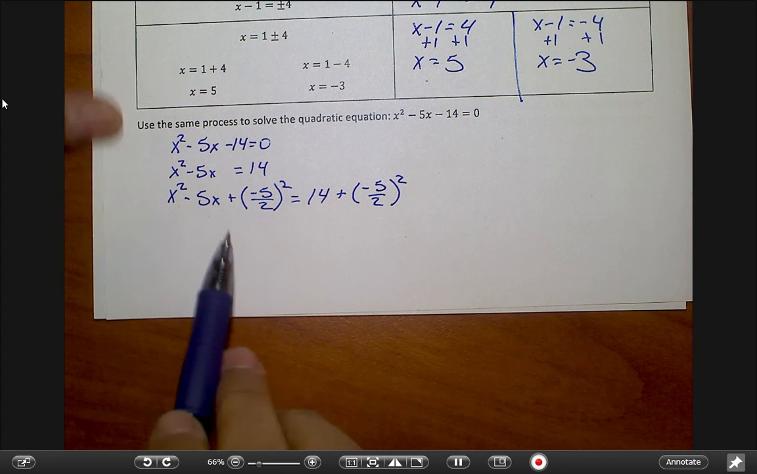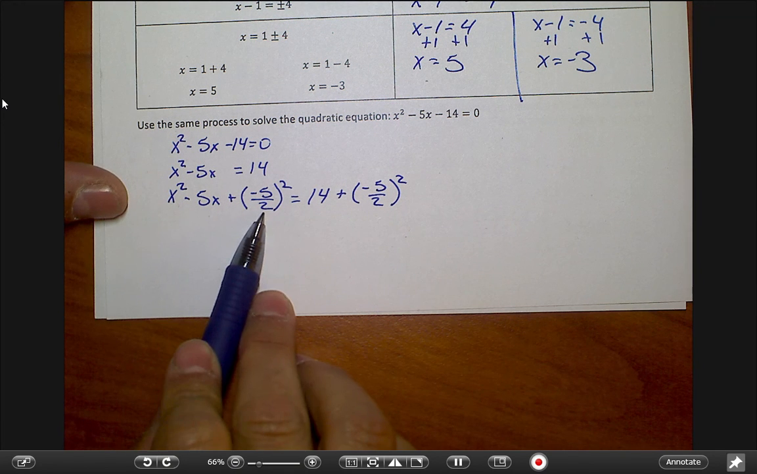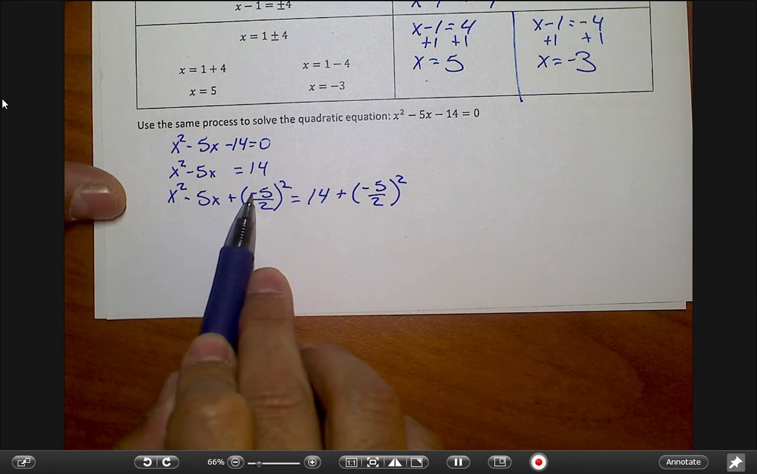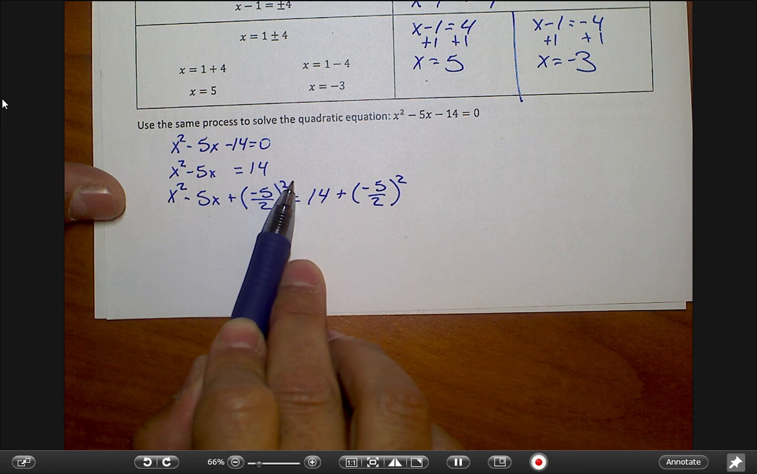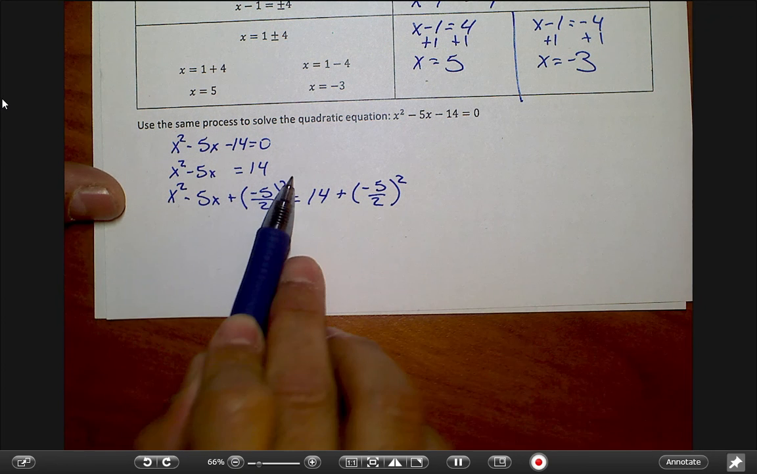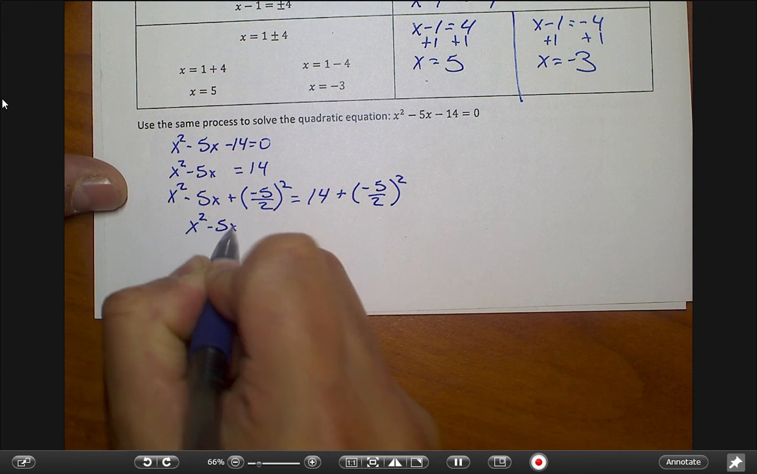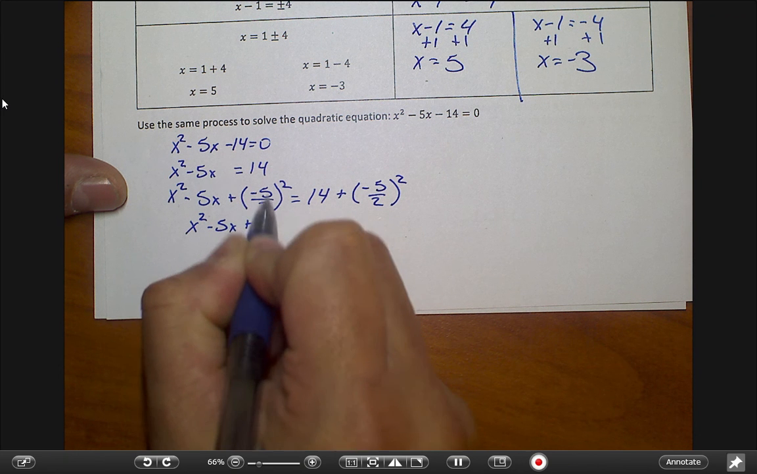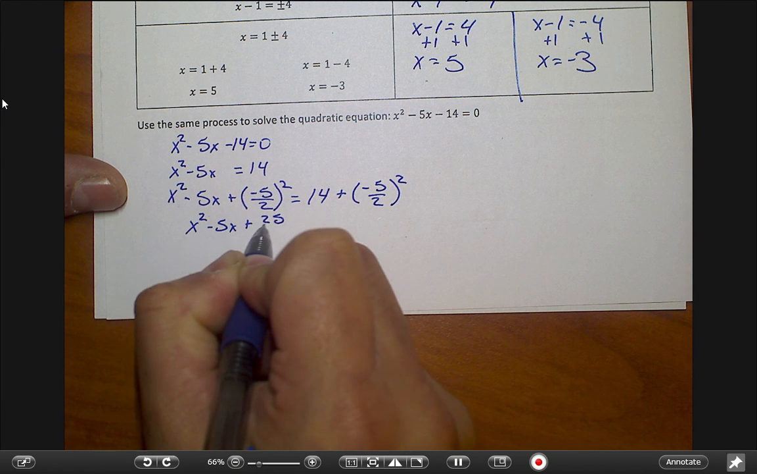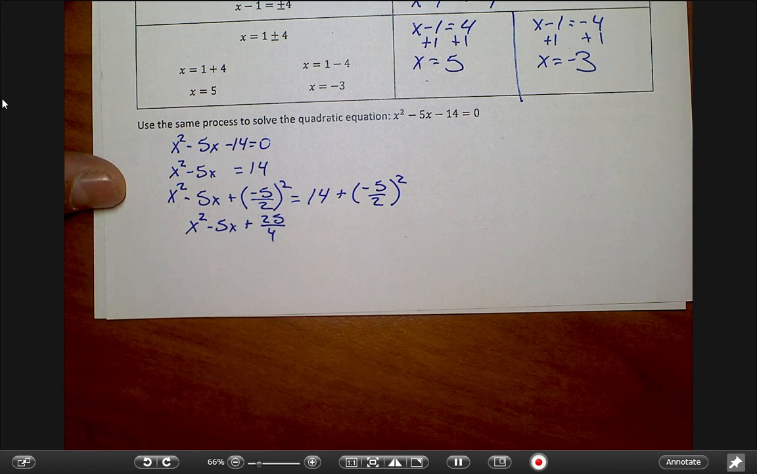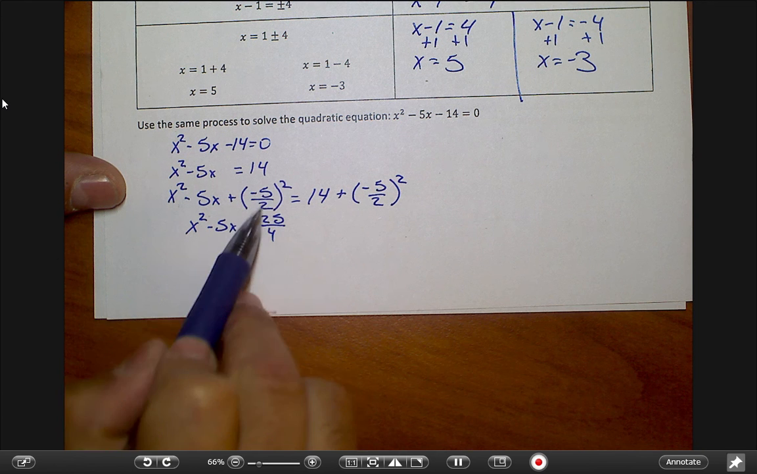Now, this one's going to be a fraction here. So, I have negative 5 squared is positive 25. And 2 squared is 4. So, it's x squared minus 5x plus 25 over 4. Because you have to square both top and bottom of the fraction.